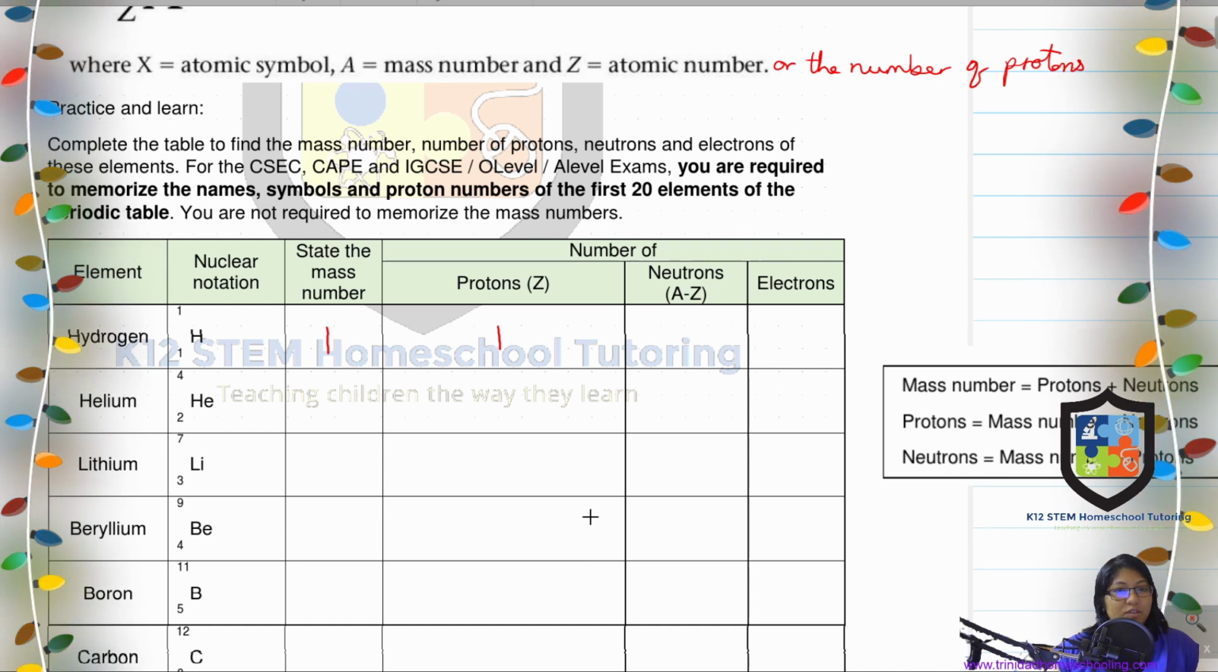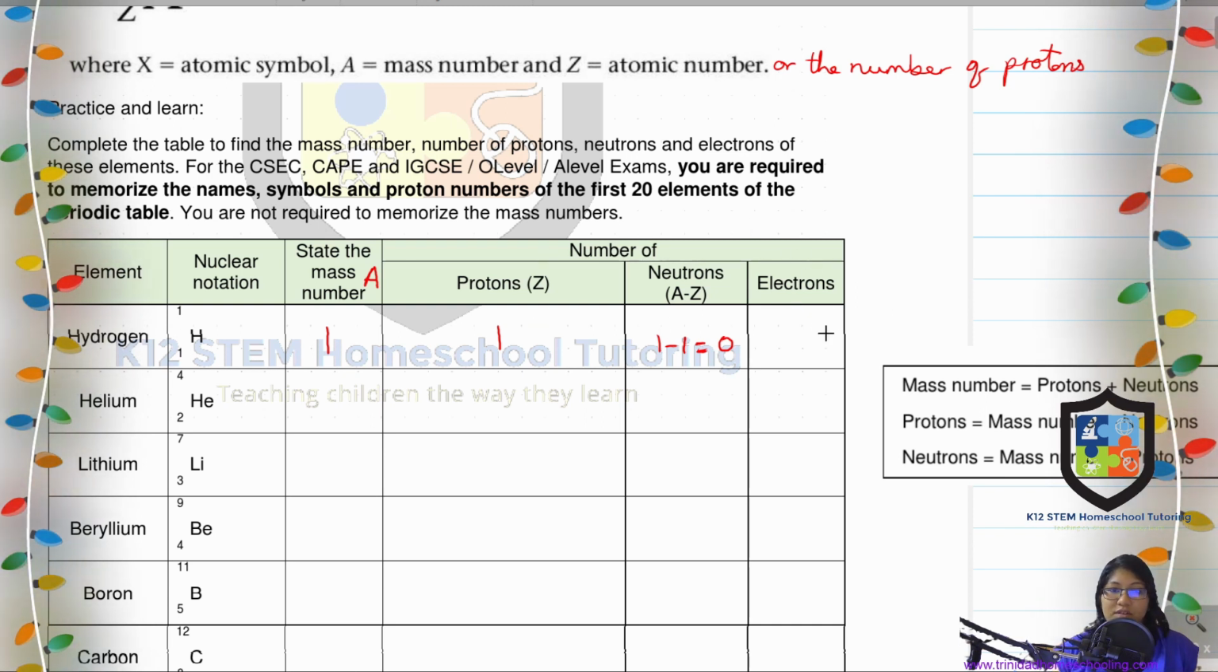Now my neutrons is A minus Z. The mass number here is A, so be sure to put in this A in your table. And the neutrons is going to be 1 minus 1, which is 0. Now we said in our note the electrons is the same as the number of protons. So the number of electrons in my hydrogen is going to be just 1. Now let's look at helium.